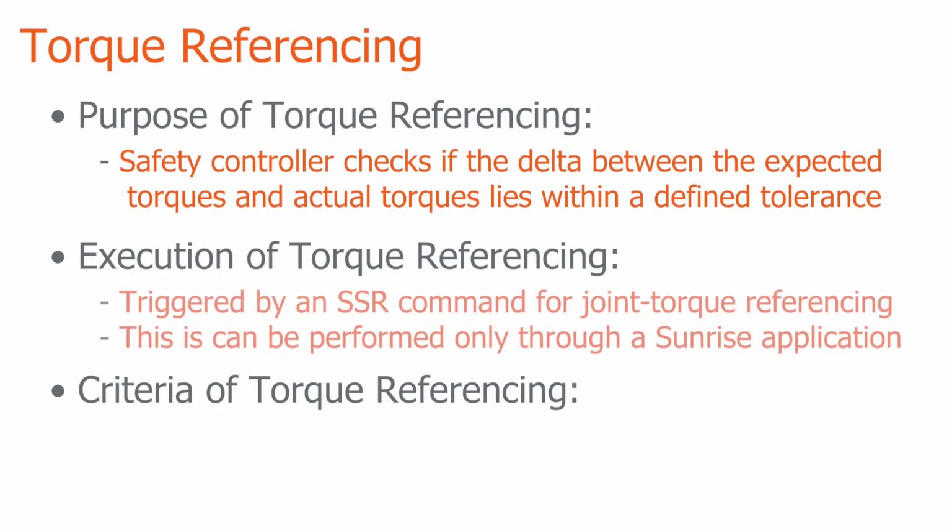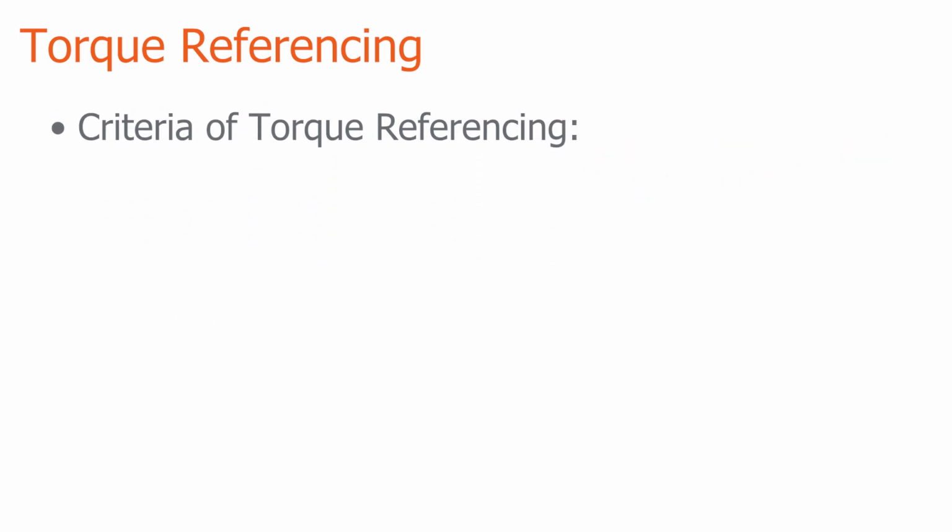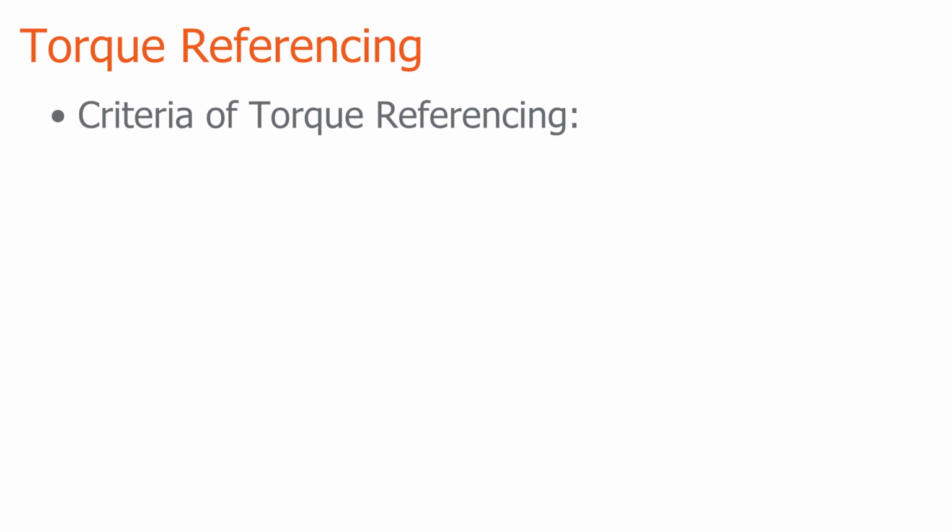Torque referencing is considered successful if the difference in axis torque for each axis lies within a defined tolerance. Torque referencing must be executed via a torque referencing application. This is because we will be sending Sunrise service requests to request the safety controller to take torque referencing measurements. So now let's discuss some different criteria to accomplish a successful torque referencing.